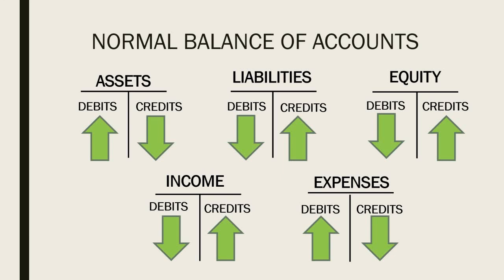Okay? I increased my revenues or my income. I've increased my sales tax. At the same time, I increased my cash flow. So again, I have my positive in credits and I have my positive in my debit. So therefore, I have my equal and opposite debit to credit ratio.